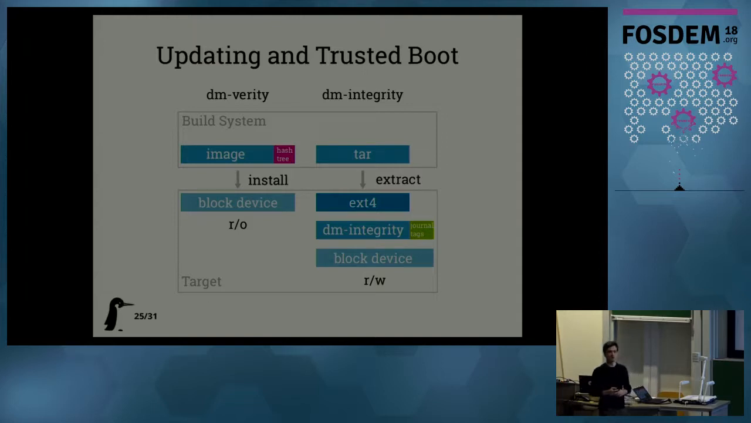If you're using dm-integrity, then you've got the handling in your currently running system covered, and then you can use, for example, a tar extraction to update your system. Then the running system will handle all the mapping itself, because it's like simply extracting a tar to an ext4 file system, and the dm-integrity layer below handles the journaling and the tag creation and so on.